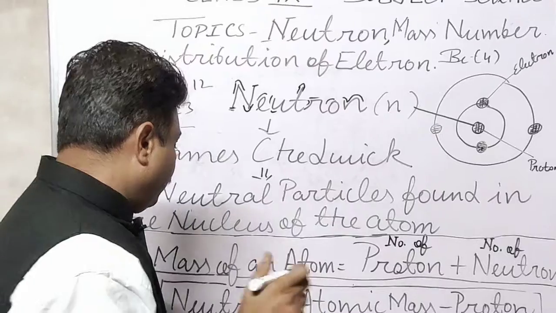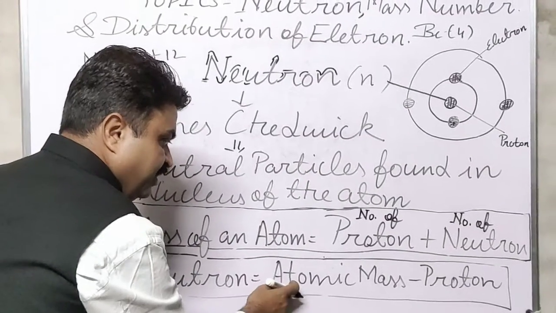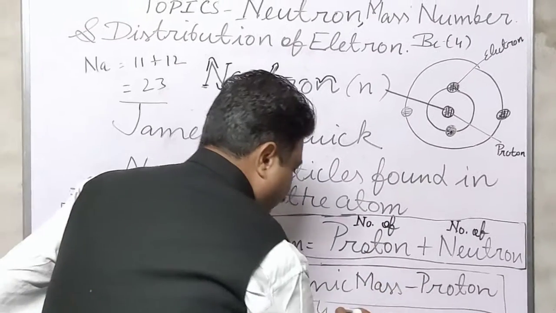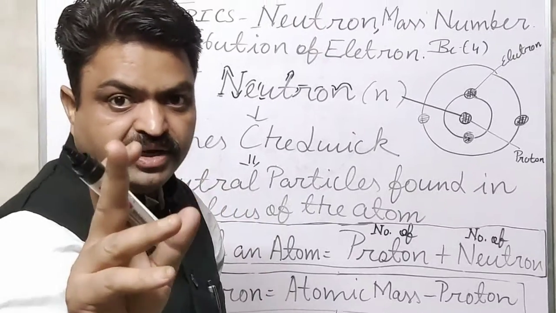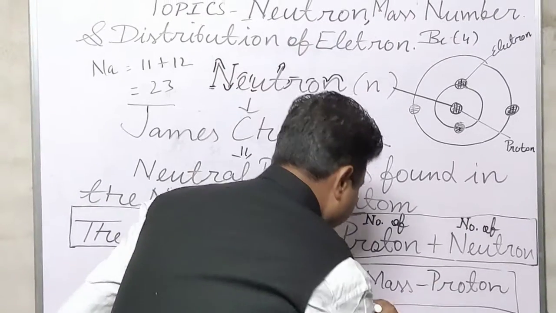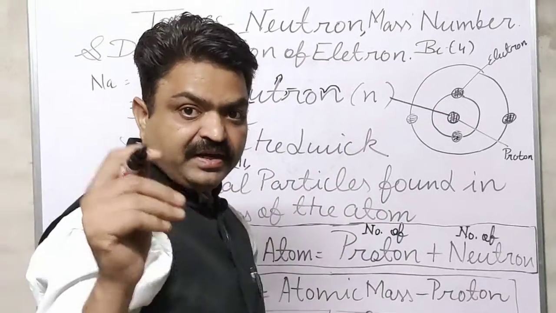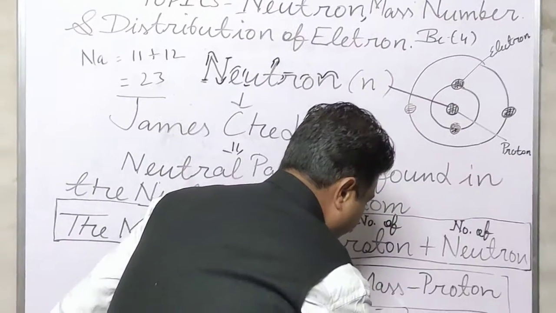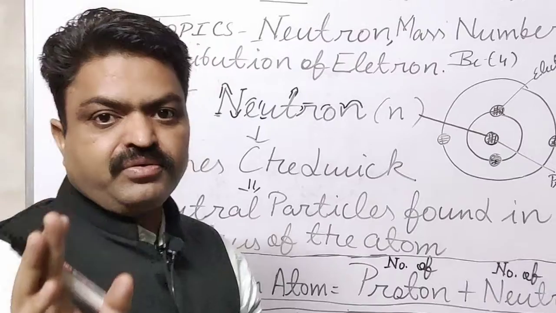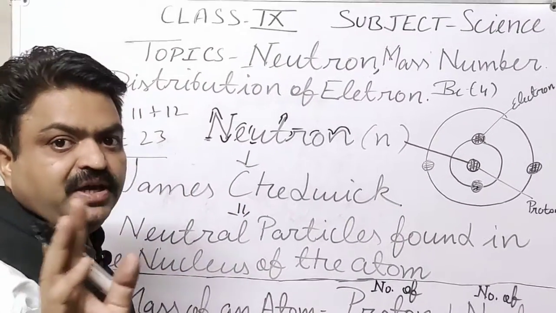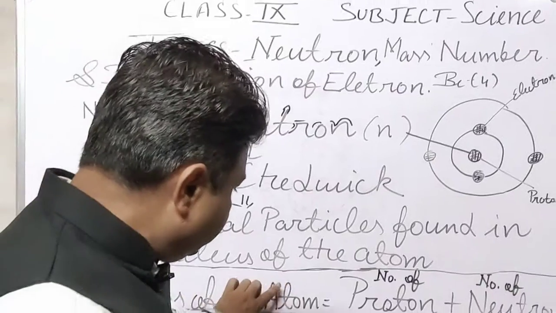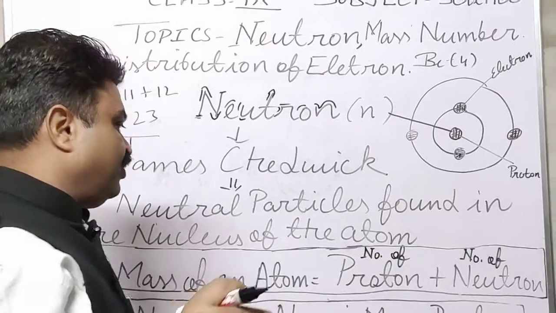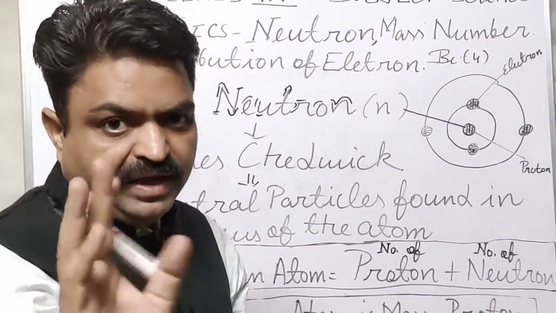Like if we want to find out the number of neutron in the case of helium, student. Helium atomic mass is 4 and its number of proton is always equal to the atomic number, student. So what is it? It is 2. So with the help of this, we can get the number of neutron in the case of helium, and it will be 2. 2 is the number of neutron present in the nucleus of the helium atom. So these are the important formulas from which you can get the number of proton, number of neutron and the atomic mass of the particular atom.